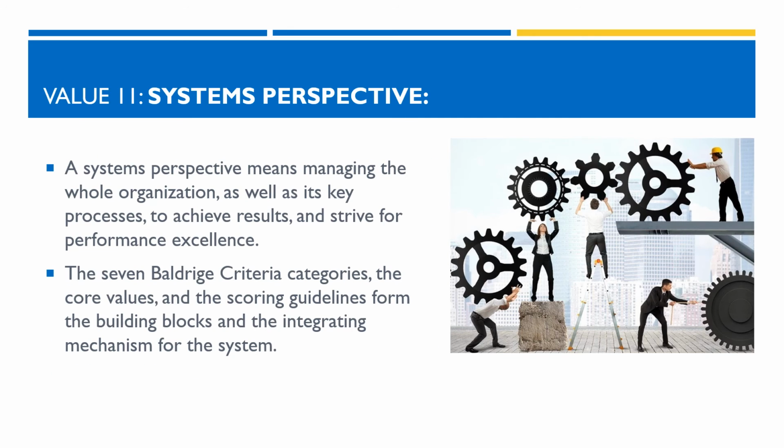And the final value is a system perspective. A systems perspective means managing the whole organization, as well as its key processes, to achieve results and strive for performance excellence. The 7 Baldrige criteria categories, the core values, and the scoring guidelines form the building blocks and the integrating mechanism for the system.